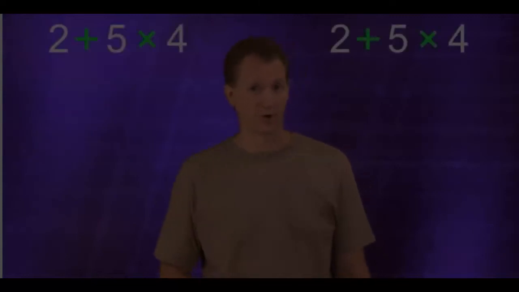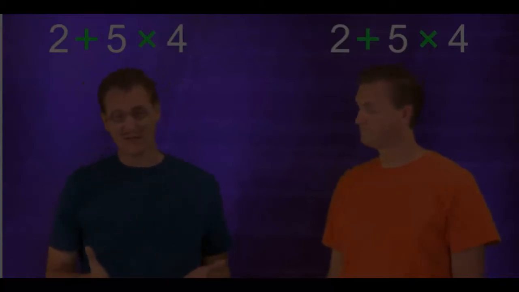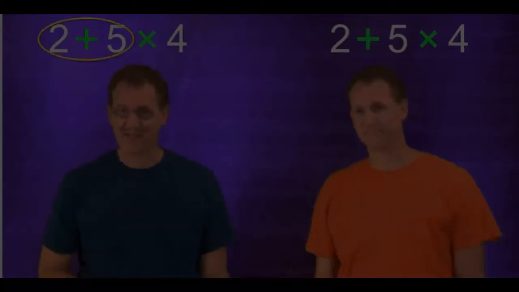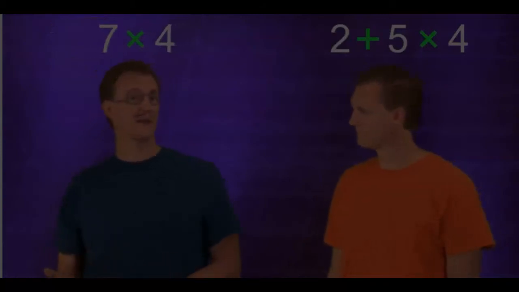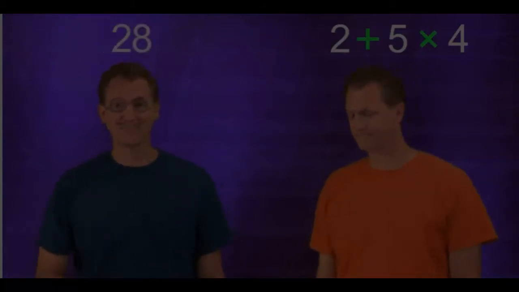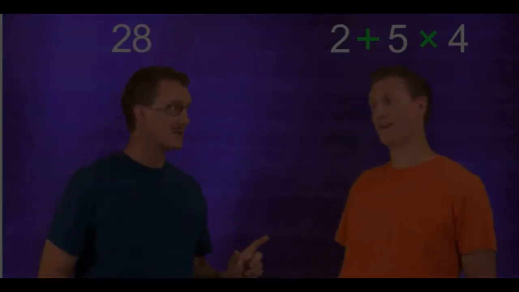Well, that's a really good question. And to answer it, we're going to give 2 totally different people the same math problem to solve. The problem is 2 plus 5 times 4. I like addition better than multiplication, so I'm going to do that first. Let's see, 2 plus 5 gives us 7, and then I just multiply that 7 by the 4, and I get 28. That was easy, but you'd better not copy my answer.